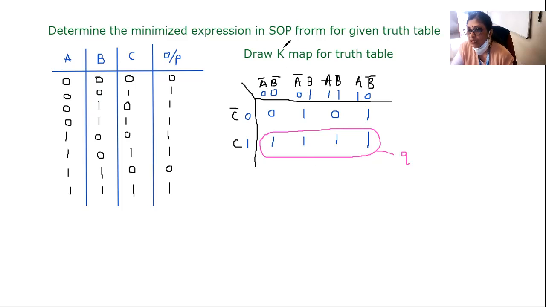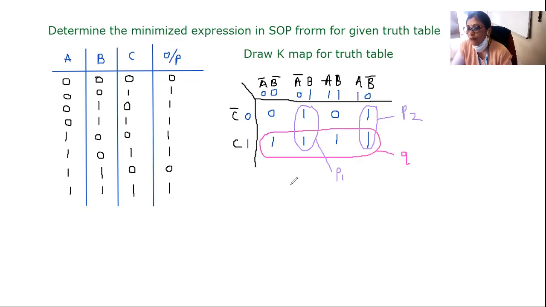Okay, let us use another color for this. So this is one pair and this is another pair. Let us call this P1. Let us call this P2. So this is P1 and this is P2 and this is Q. Now what you have to do? You have to find out the equation for P1, P2 and Q. And finally you have to find the output equation.